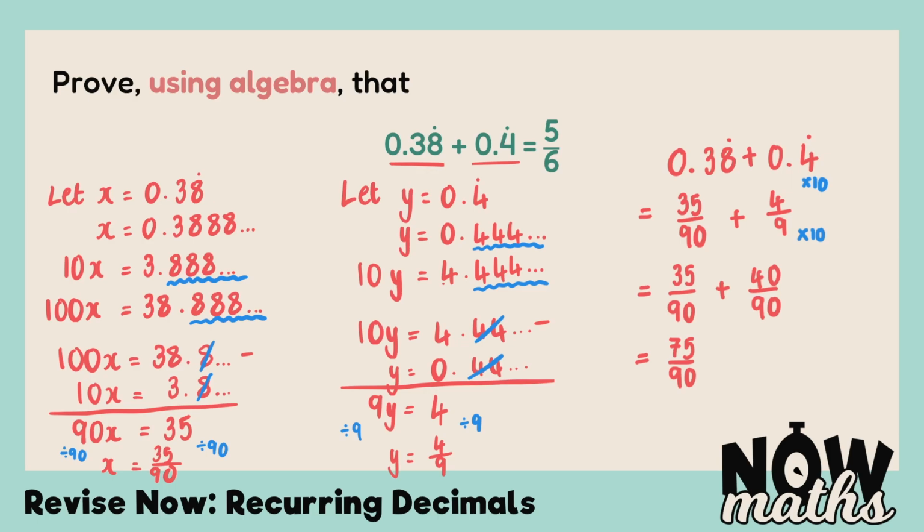The question asked us to prove that if we add 0.38 recurring to 0.4 recurring, we get an answer of 5/6. So let's see if we can simplify our answer of 75/90ths. I can see that both of these numbers are divisible by 15. So let's divide numerator and denominator by 15. And 75 divided by 15 is 5. And 90 divided by 15 is 6. So our answer is 5/6. So we have proved using algebra that adding 0.38 recurring to 0.4 recurring does in fact give us 5/6.